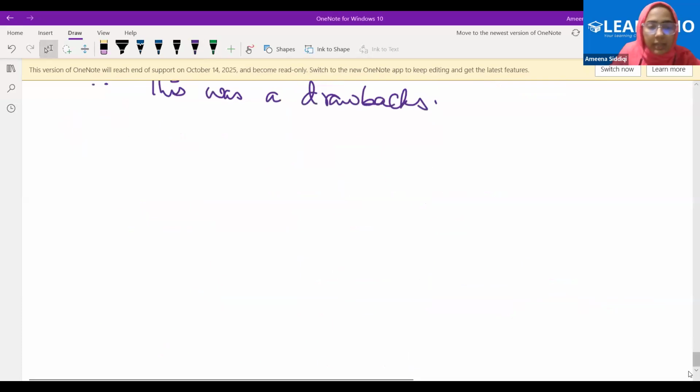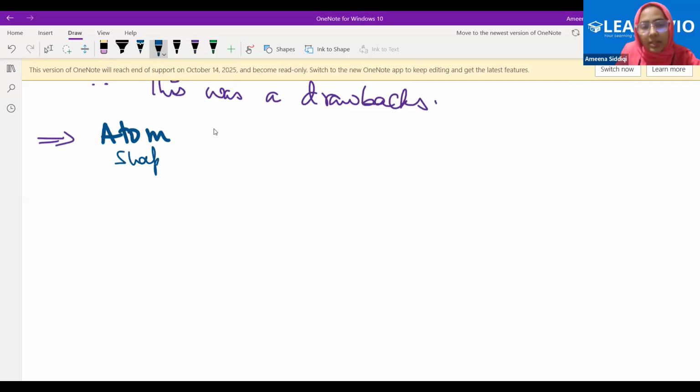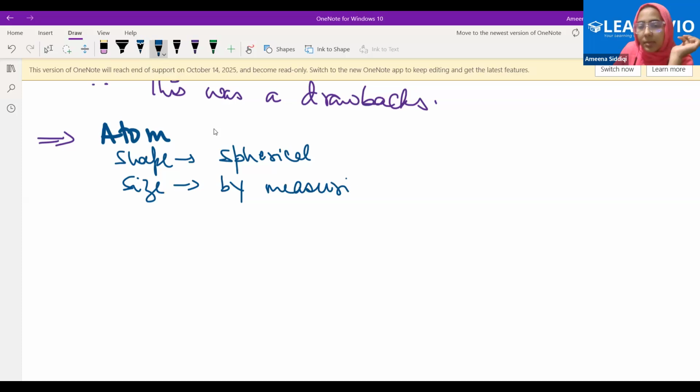See here, just one second. We will write about the atom now. Okay, atom. Shape is spherical. Spherical, you understand? Yes, ma'am. Now, when the shape is spherical, how do we measure the size? How do we measure the size? Okay, we measure the size by measuring the radius of the sphere.